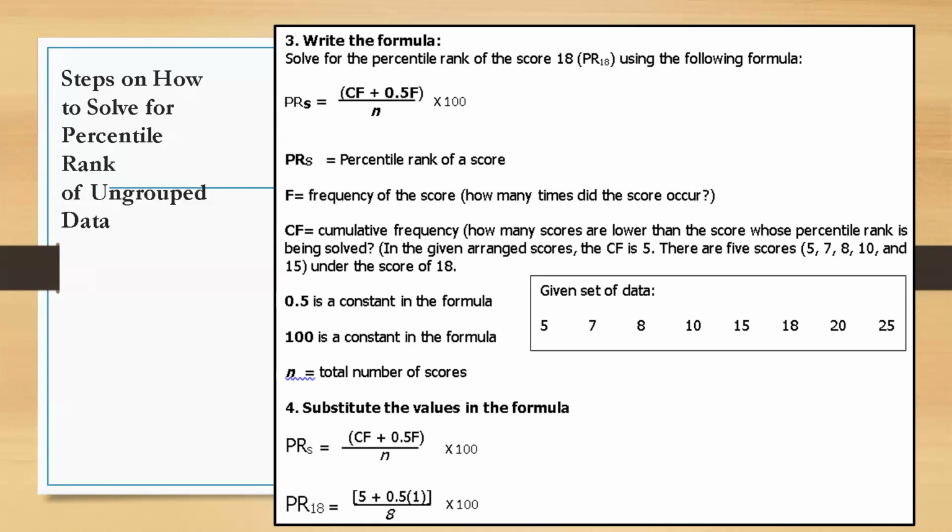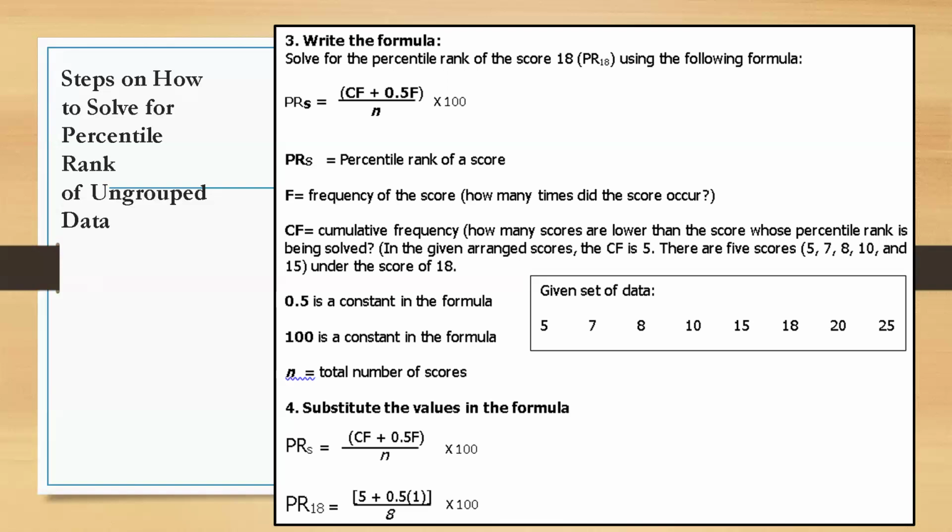Now, we look for the cumulative frequency. How many scores are lower than the score 18, since we are looking for the percentile rank of the score 18? So we have the scores 5, 7, 8, 10, and 15. These scores are lower than 18. So our cumulative frequency is 5 because there are 5 scores below the score 18.